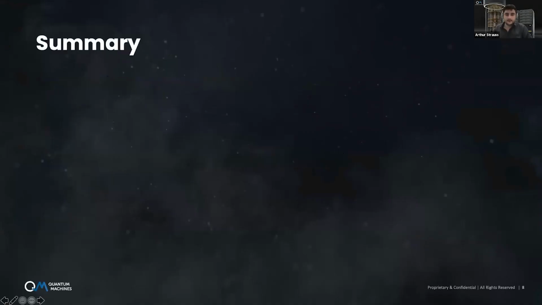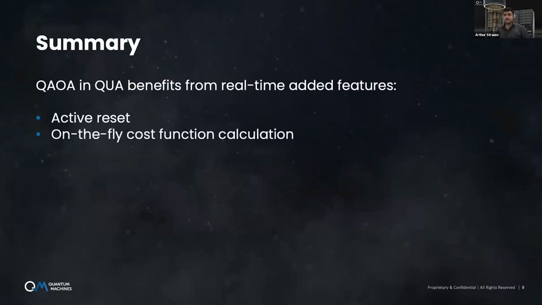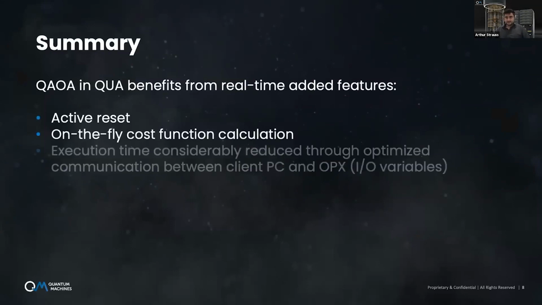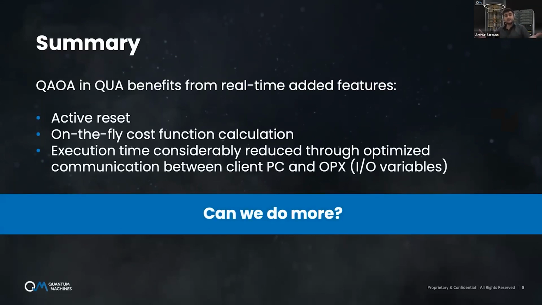So in summary, we see that QUA benefits from real-time added features. Active reset is one of them. On-the-fly cost function calculation, and execution time reduced by these optimized communication schedules between the client PC and the OPX, through the input-output variables. But the question now is, can we do more?